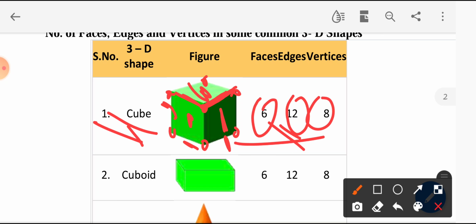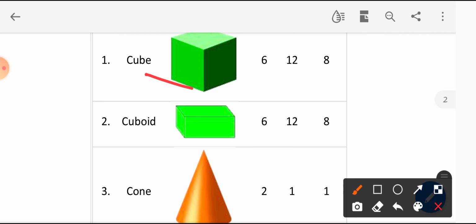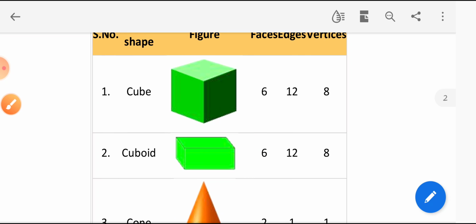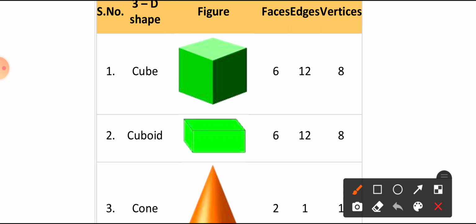So what is a cube? Cube means in which all sides are equal. Then cuboid. Cuboid is also like a cube only. Here having 6 faces, 12 edges and 8 vertices. Only difference is that it is in the shape of a rectangle in which length and breadth are different. Here in cuboid length, breadth and height are different, but in cube all the dimensions like length, breadth and height all are equal only. Now cone.